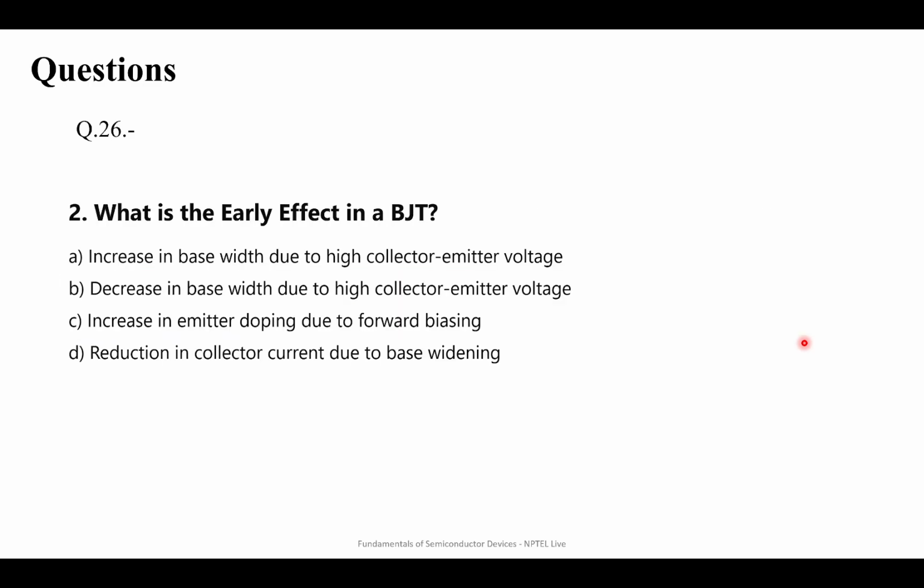What is the early effect in a BJT? Increase in base width due to high collector emitter voltage, decrease in base width due to high collector emitter voltage, increase in emitter doping due to forward biasing, reduction in collector current due to base widening.